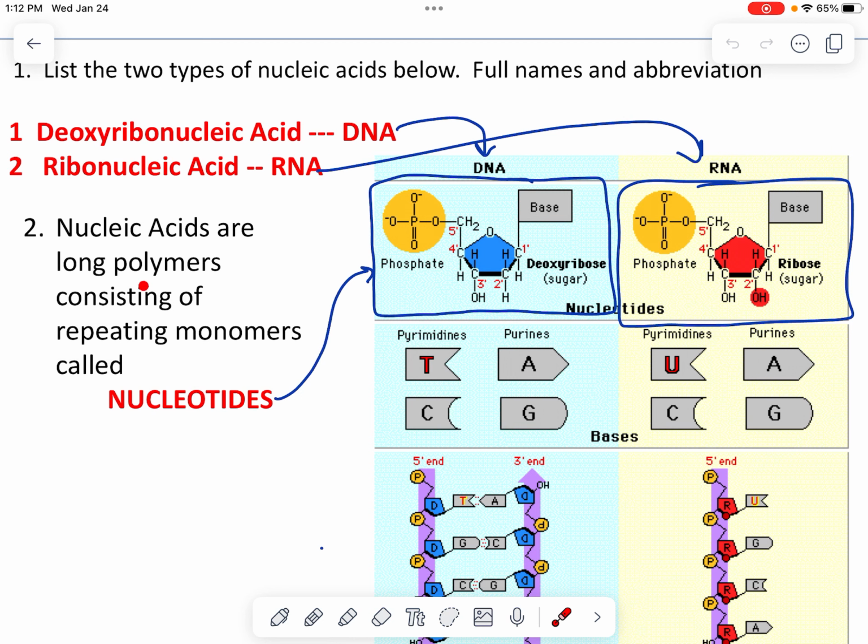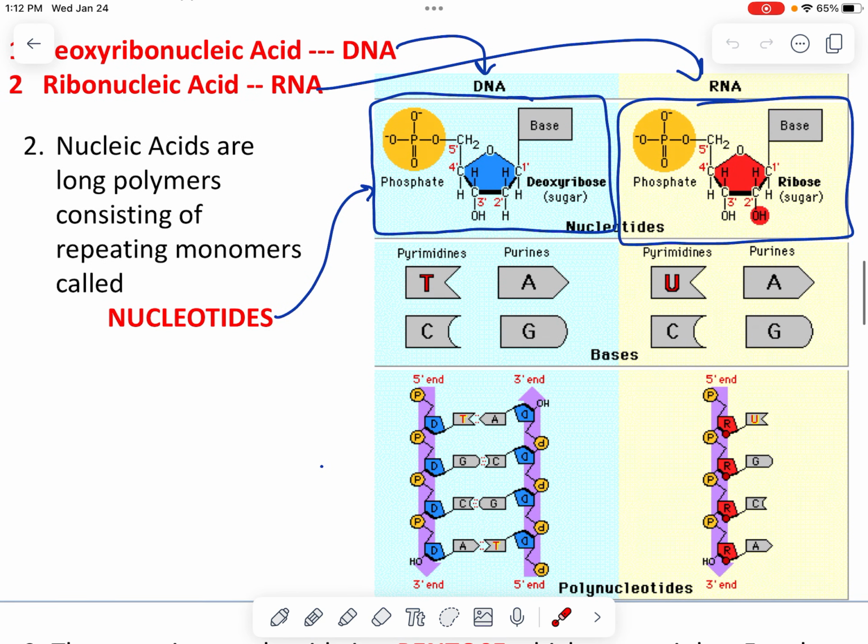And nucleic acids are long polymers, just like a lot of our big organic molecules, consisting of the smaller monomers called nucleotides. So just like proteins were made of amino acids put together, nucleic acids are made of nucleotides put together. And you can see here on the picture, this is a DNA nucleotide. Here's the heading, and this is an RNA nucleotide.